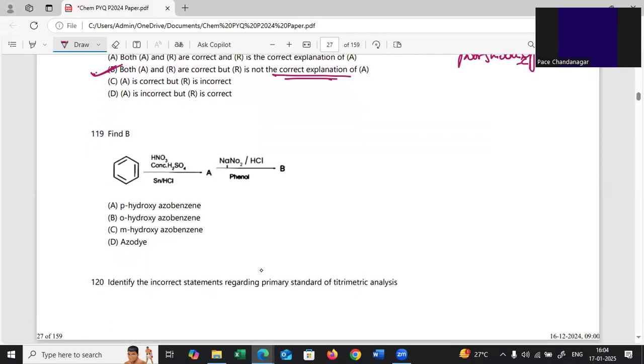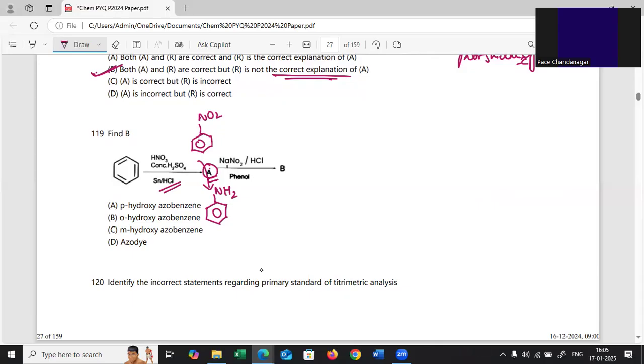Next, moving on. 119, last two questions. Let's finish it up. Concentrated HNO3 in the presence of concentrated sulfuric acid will give you nitration, and nitration will impart the nitro group in the product. Then Sn and HCl, or SnCl2 and HCl, will give reduction: oxygen goes, hydrogen comes, NH2 forms. So option A has NH2 there, aniline.